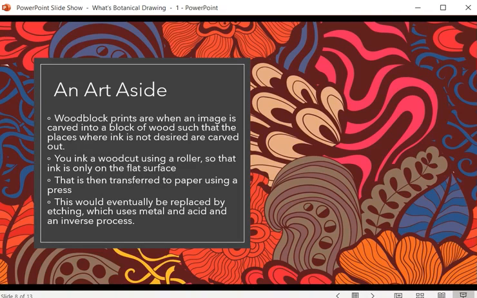As an aside, I specified woodblock prints earlier. This is what they are. A woodblock print is when you carve an image into a block of wood, such that the places where ink is not desired are the places that are carved out. You then ink the woodcut using a roller, so that ink is only on the flat surface, not on the parts carved out. And then this is transferred to paper using a press.